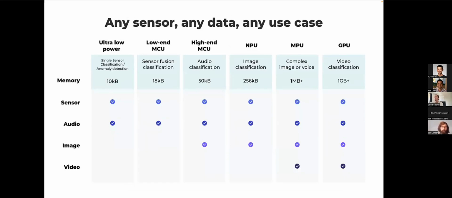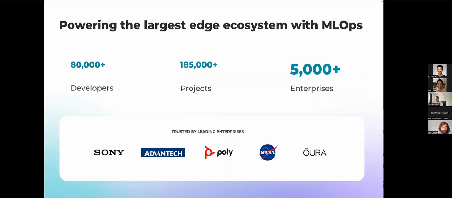So we can perform this type of edge intelligence with any sensor, any data, in any use case, and within certain parameters. For the lower power devices, the smaller types of devices, we can do single sensor classification or anomaly detection. And then as you want to scale up or build more complicated solutions that involve image or complex voice, then you can decide on the types of hardware that you might want to use.